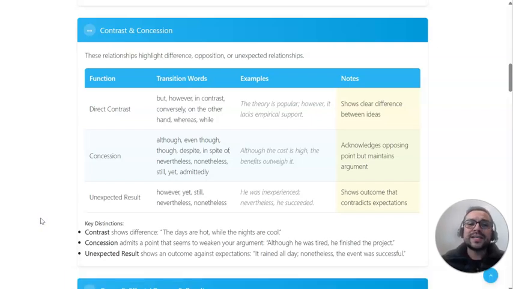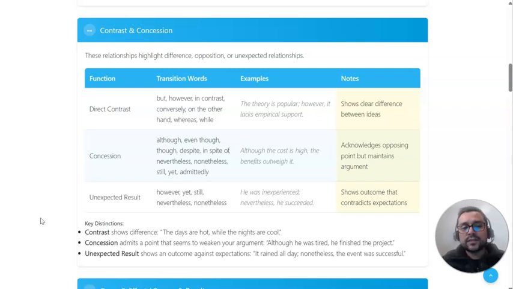These relationships highlight difference, opposition, or unexpected relationships. We have three functions within contrast and concession. The first one is direct contrast, which can be achieved through transition words like but, however, in contrast, conversely, on the other hand, whereas, or while. For example, the theory is popular, however, it lacks empirical support. This shows a clear difference between ideas.